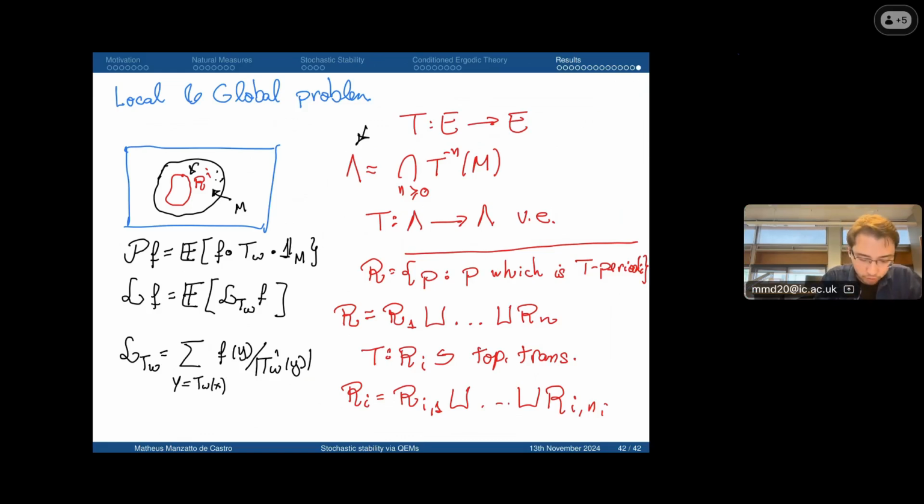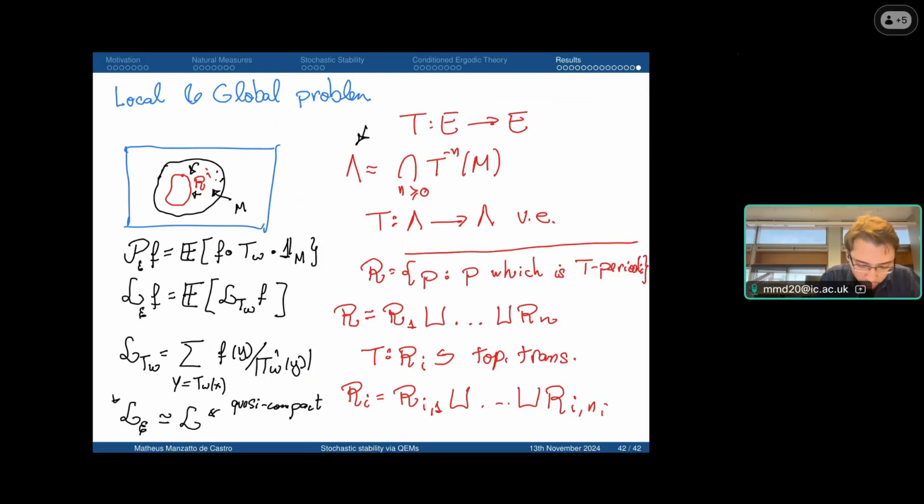And the whole point is that now, let me put an epsilon here to say that it is the noise. If epsilon is small, then this perturbation is really close to the original map. And if you are in an expanding regime, you have some sort of spectral gap, you have quasi-compactness. So this is quasi-compact.